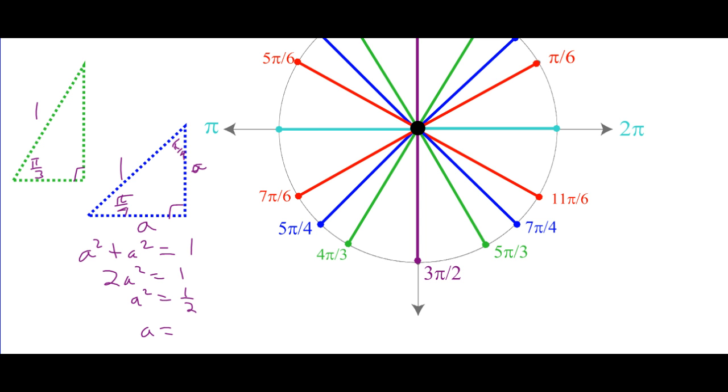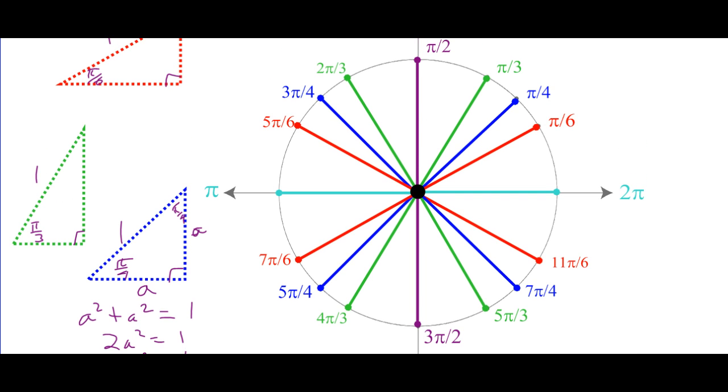So what's a? Now keep in mind it's a length, so it's plus or minus depending on where we are, but let's just do here. So a is square root of 1/2, which is 1 over root 2, which rationalized is root 2 over 2. So for this angle here, if we put in an x and a y, it would be root 2 over 2 and root 2 over 2, because this length here is 1. It's a unit circle.